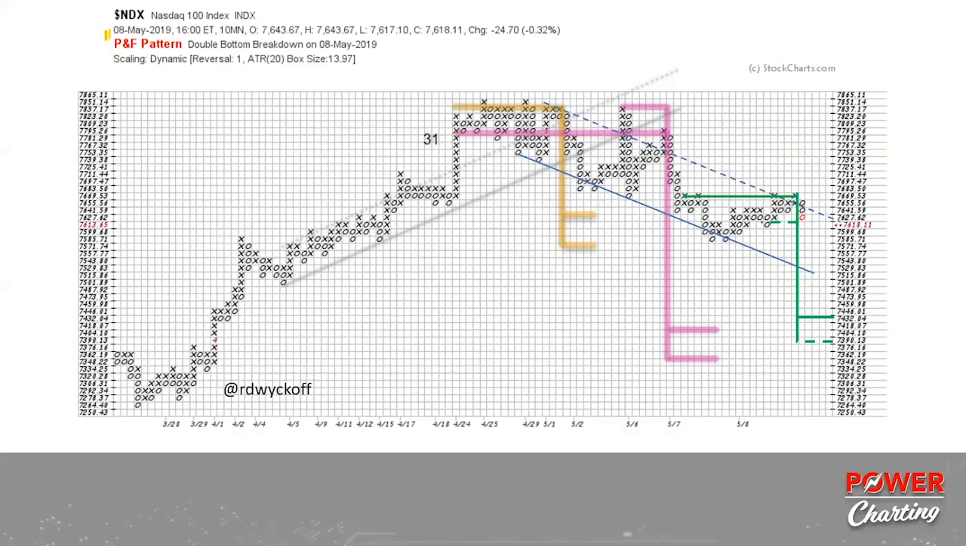So now let's look at the NDX on a point and figure, including the data up through May 8th, which is yesterday as I'm recording this. And so you can see here's our original count, and this is where it took us right to here. Well, notice this, it took us right into the area of this pause that occurred. And then we have a larger count.